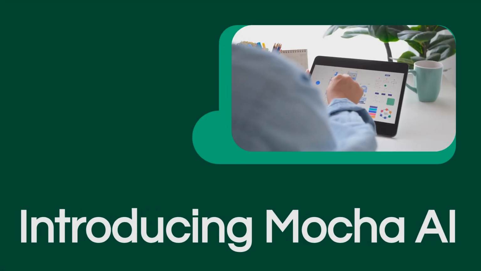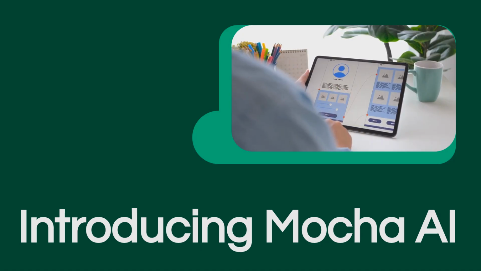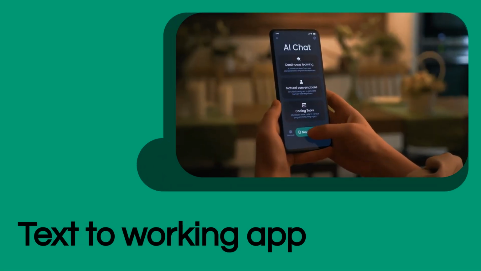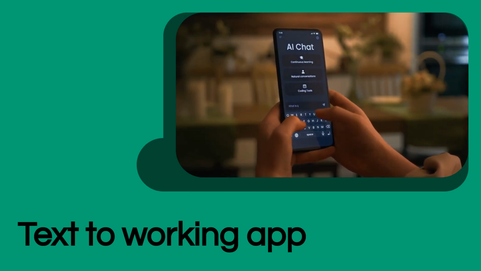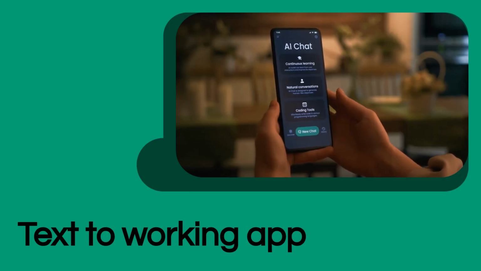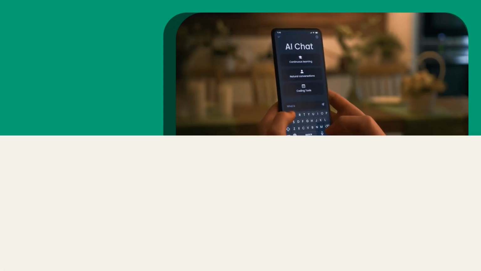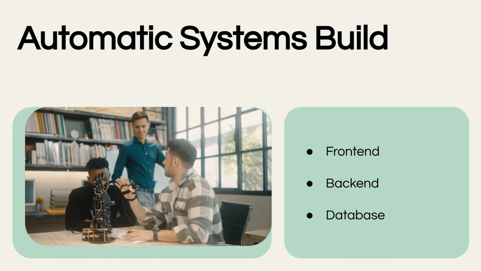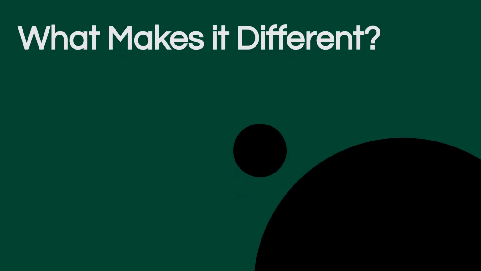This is Mocha AI, an AI-powered no-code app builder. It turns simple text into a fully working app. You literally describe your idea, and it builds the entire system. It builds the front-end, back-end, database, and even login systems automatically. But what makes Mocha different from every other no-code tool out there?